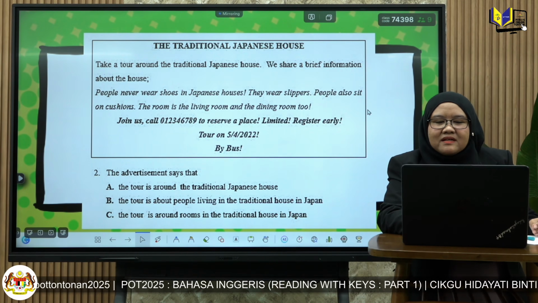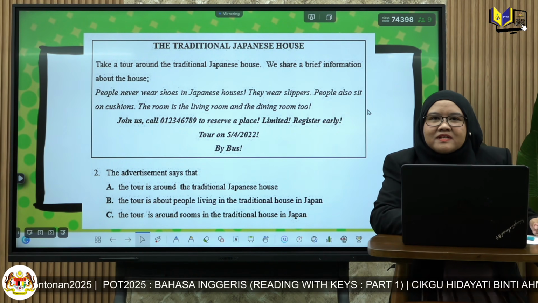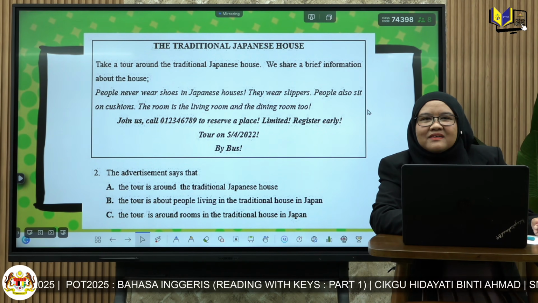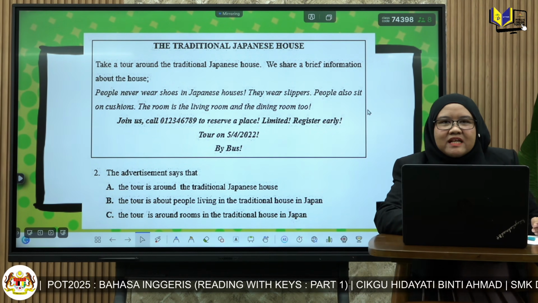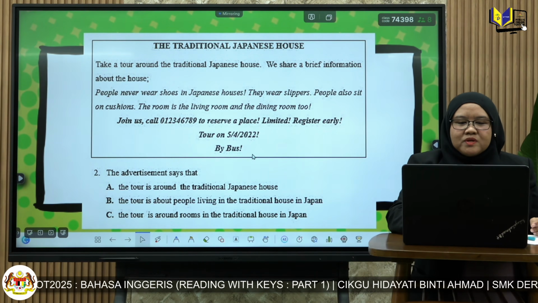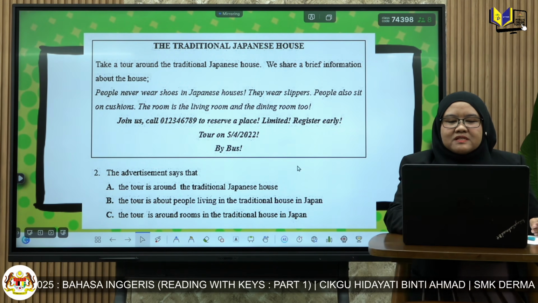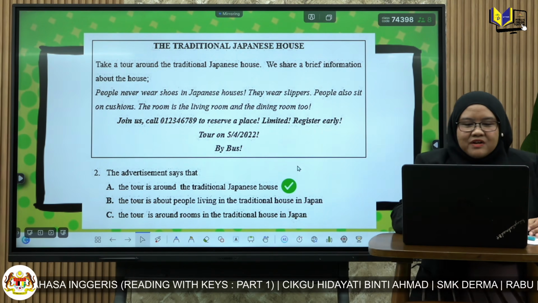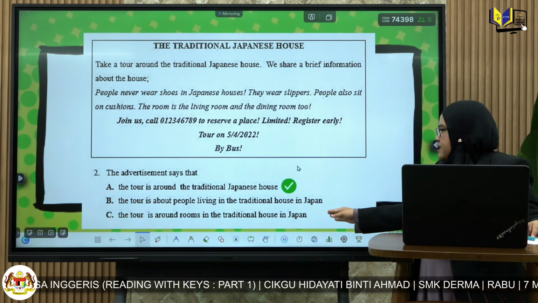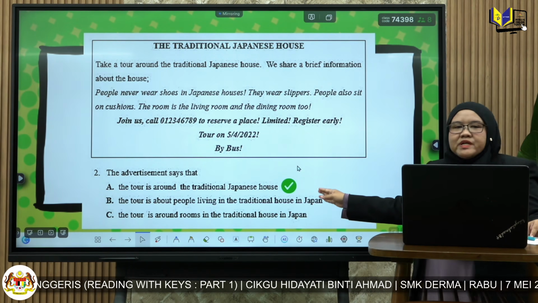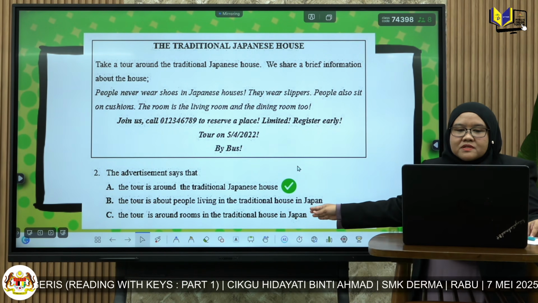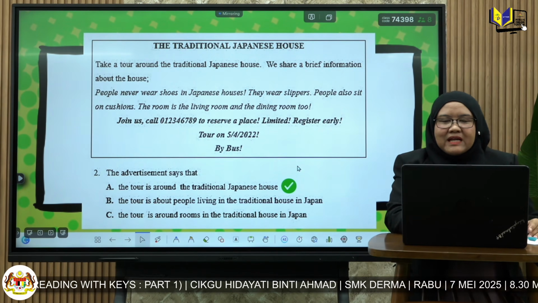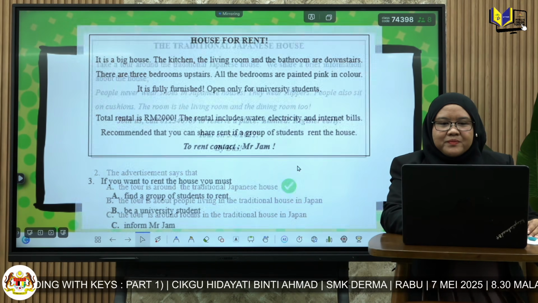All right, the answer, okay, who's that? Farah Hanum. Okay, answered A. Okay, the tour is around the traditional Japanese house. Yes, very good. The answer is A. The reason why it is not C, because the advertisement does not focus on rooms. Instead, they are focusing on house. Okay, let's try one more questions.